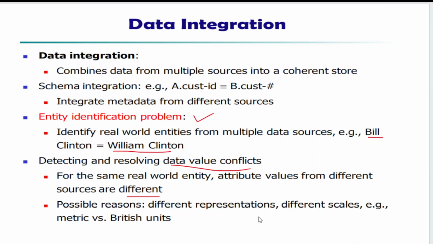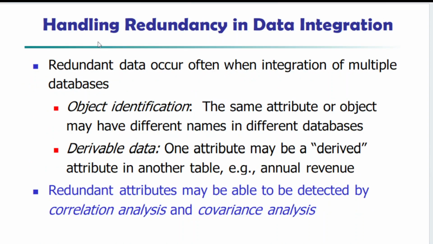And what are the possible reasons? We can use different representations, different scales of values, and different metrics. Because of all these reasons only, we get conflicts in the data. So this is the main problem, called the entity identification problem, that we get in data integration.